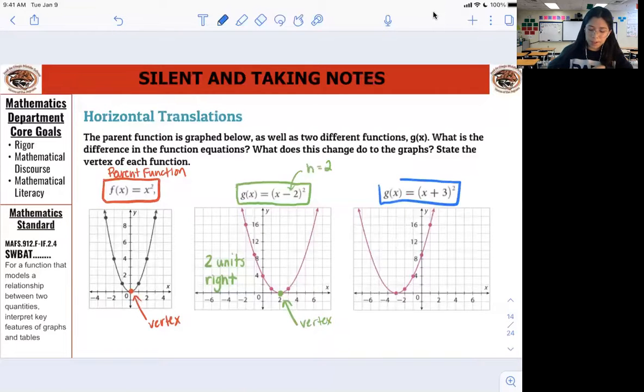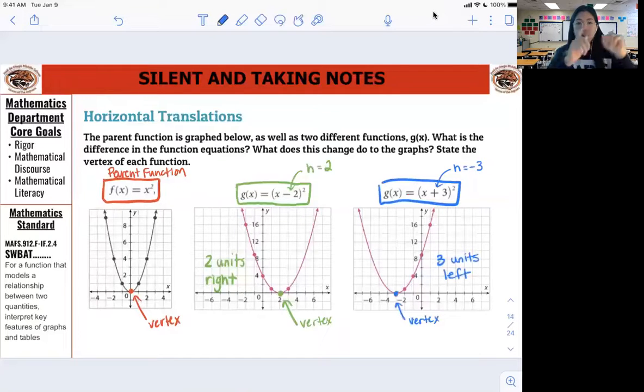And remember, we're always thinking about the opposite. So even though I see a plus sign, here H is -3. We always flip the sign. And again, I know that might feel a little confusing right now, but we'll talk about it. Here's my vertex. And in this case, I went 3 units to the left.